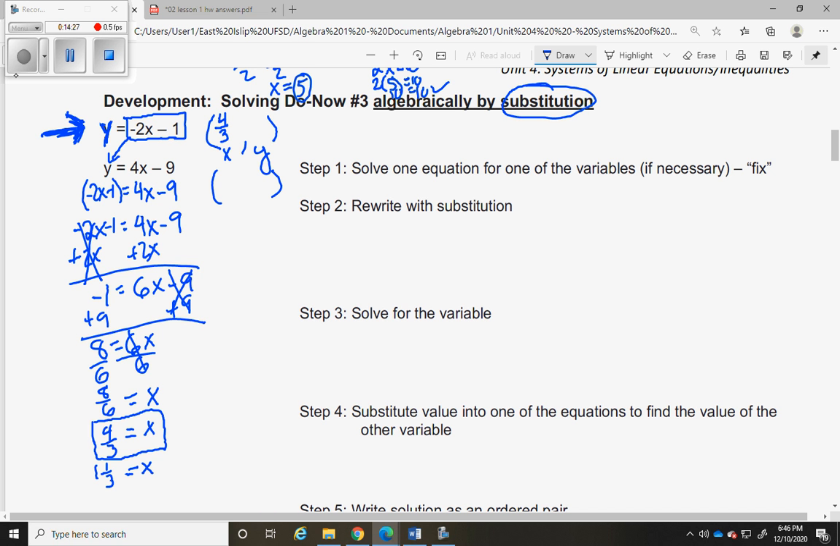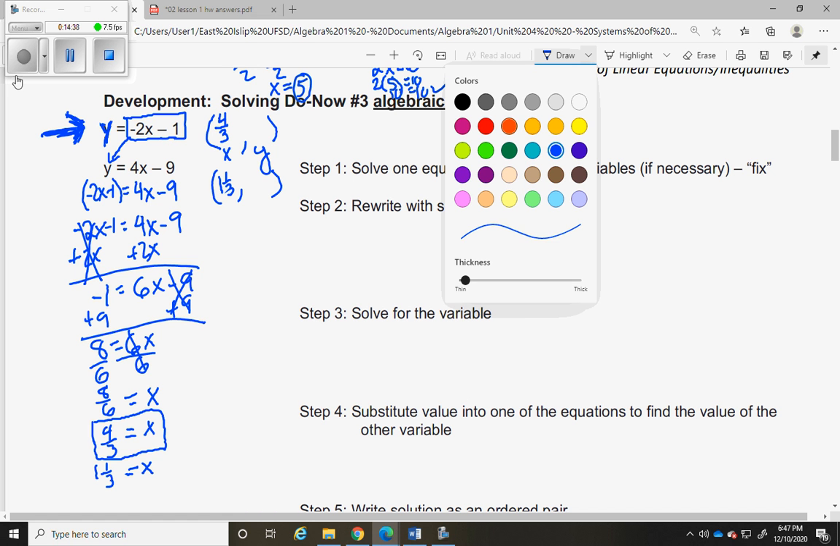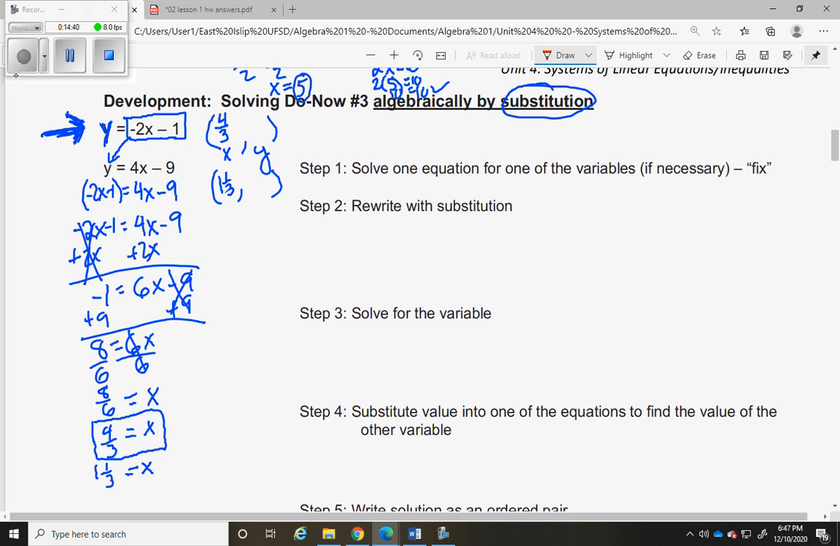Again, you could write it as 1 1/3 also if you wanted to. But I only found the x coordinate. I didn't find the y coordinate. So now I have to do another substitution. So this algebraic method, I'll agree, is lengthy, right? So I took one equation and I substituted a negative 2x minus 1 in place of y in the other equation. I solved for x and I got a value for x. But I'm not done because I need a value for y.